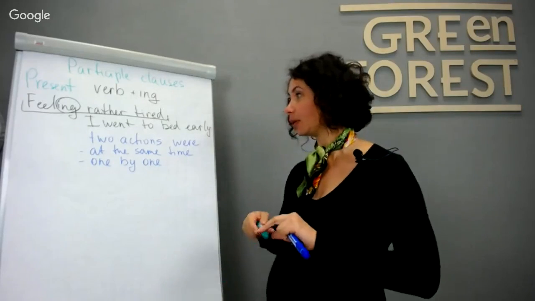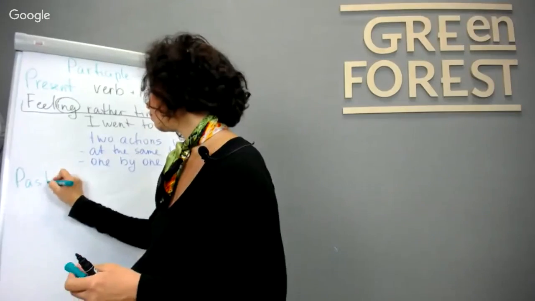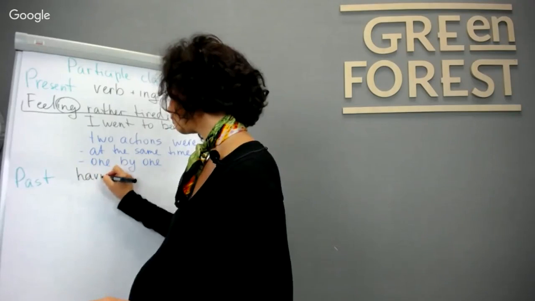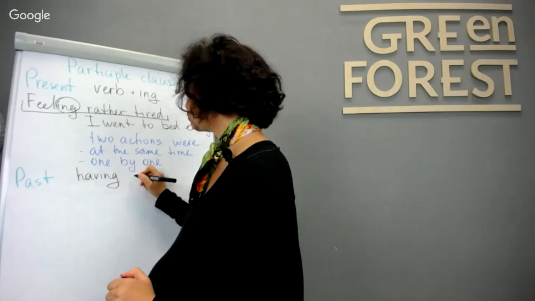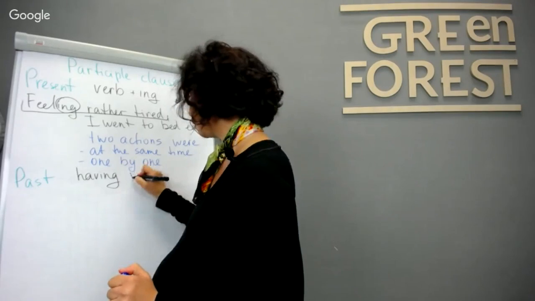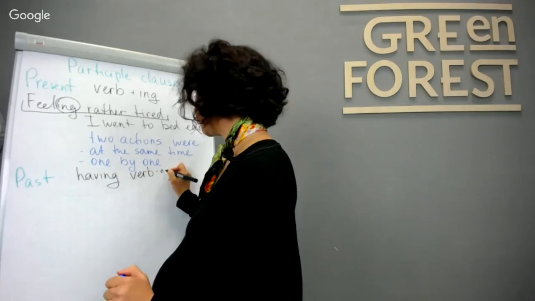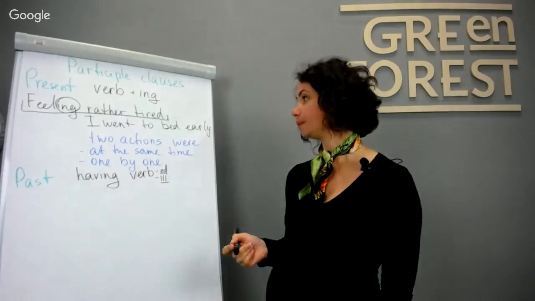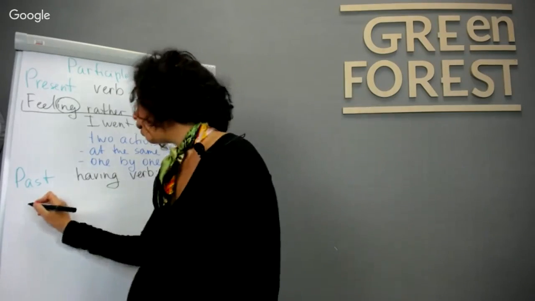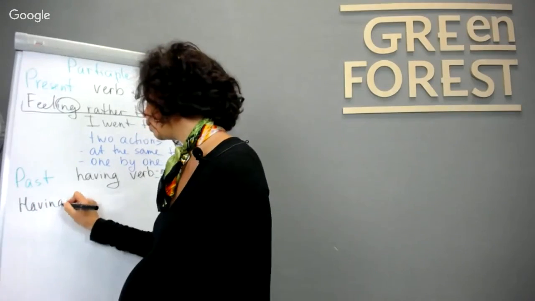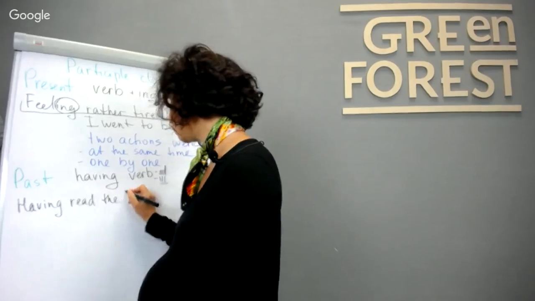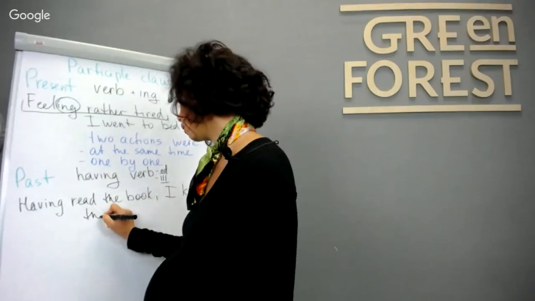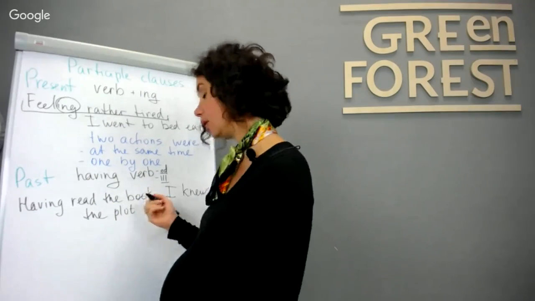Let's look at the past participle clause. How do we create a past participle clause? For that, we need to use having. After that, we use a past participle, like a verb with the ending ed, or if it is an irregular verb, then we use the third form. And this is how it is created. For example, having read the book, I knew the plot, like the story of the film.